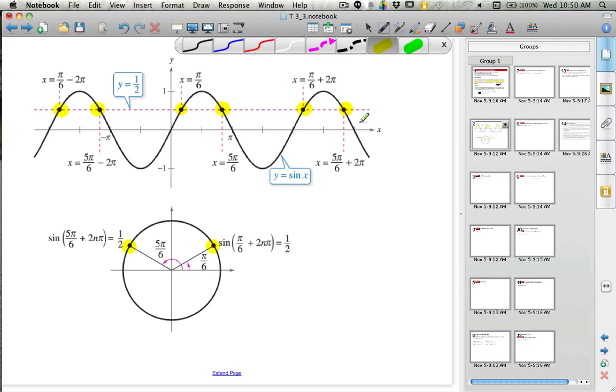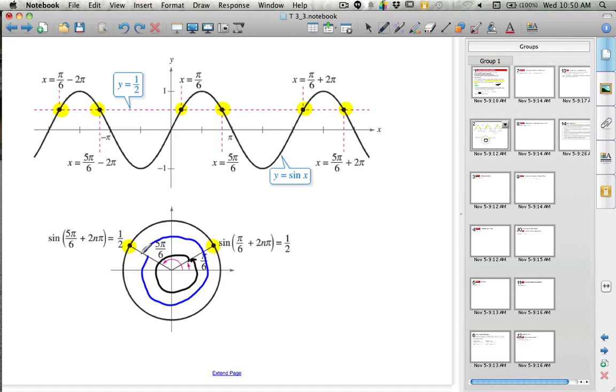Each time I go around the unit circle one more time, I'm going to have a coterminal angle with the exact same value as that, and the same on this one when I go around again. That's why we have to account for it with 2 pi n.